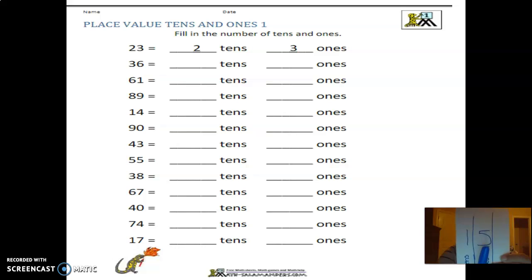The 5 is the ones and the 1 is on the tens position. Always remember that. Let's see. Here's another one. 36. So the 6 is in the ones and the 3 is in the tens position. There.